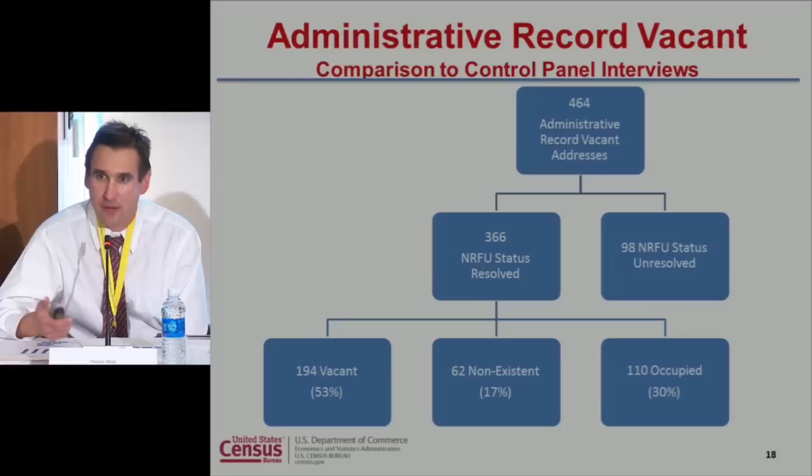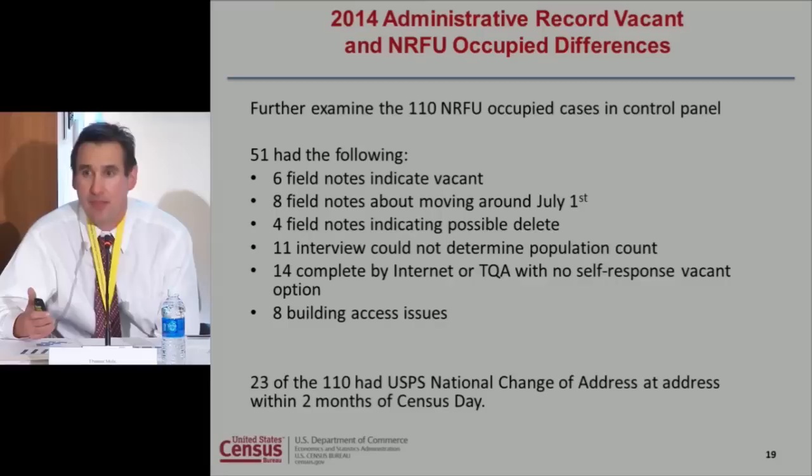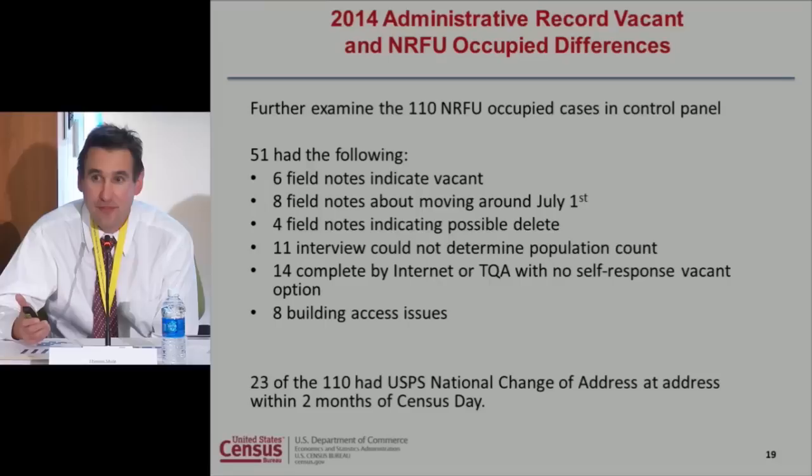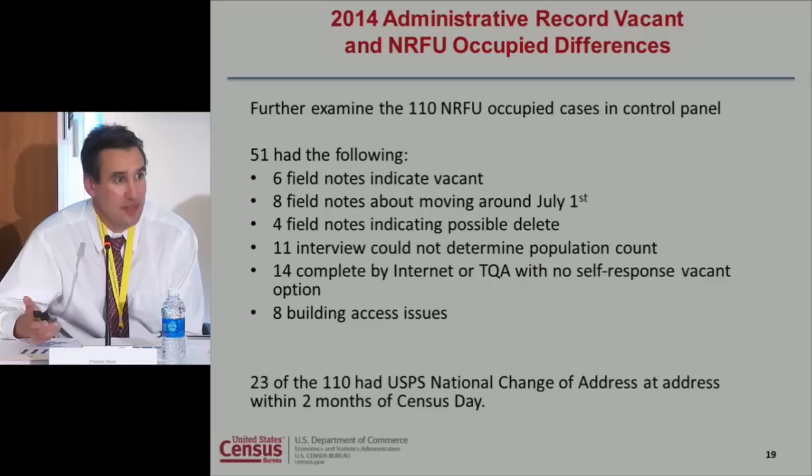So this is definitely one area where we wanted to do some more investigation. What we ended up doing was looking further at these 110 cases in the control panel. What was going on with these cases? After some further looking, we had 51 cases which had a series of things we noticed. Six of these cases, when we looked at the notes fields of the NRFU interview coming out of Compass, had some type of note indicating the unit might be vacant.